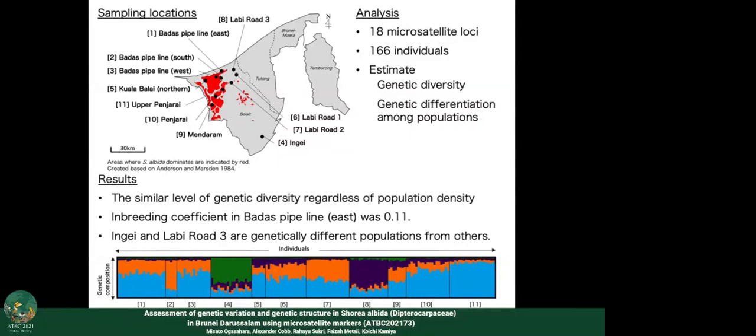So finally, in our poster, we will mention the formation history of Shorea albida populations in Brunei related to peat swamp formations. So if you are interested, please check our poster. Thank you.